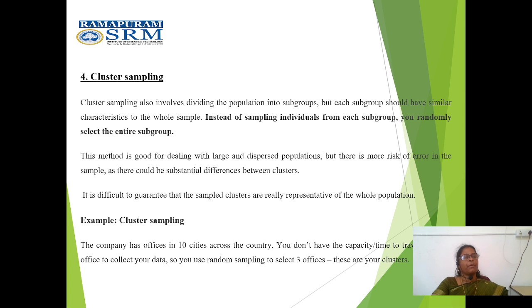Last one from probability sampling is cluster sampling. Cluster sampling also involves dividing the population into subgroups, but each subgroup should have similar characteristics to the whole sample. Instead of sampling individuals from each subgroup, you randomly select the entire subgroup here.